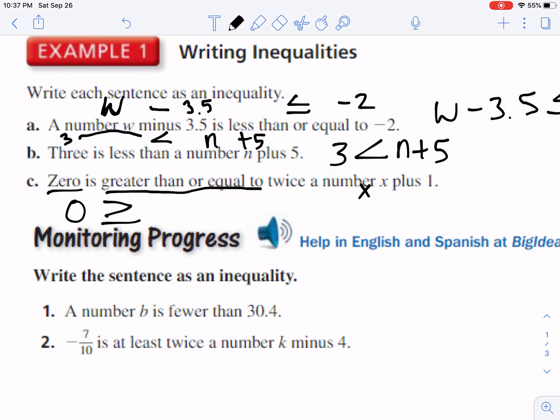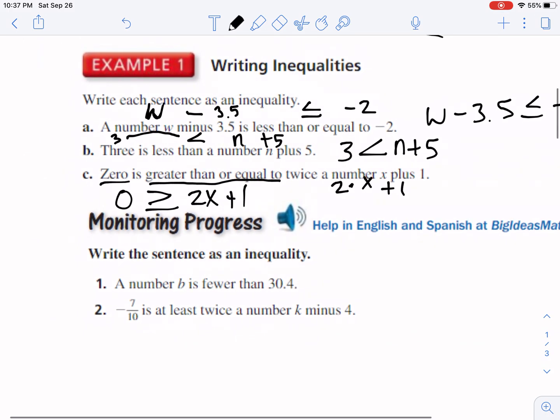However, what does it mean to twice something? Well, it's doubled, right? How do you double something? Times 2. So if I twice a number, they're saying 2 times that number. So this would be 2 times x, and then how do you write plus 1? Plus 1. So 0 is greater than or equal to twice some number. When we twice a number, that means times 2, plus 1. Okay? So these would be my answers for the first 3 questions.